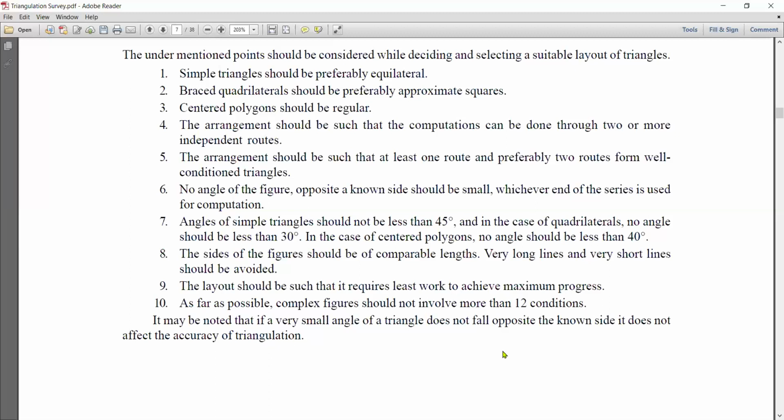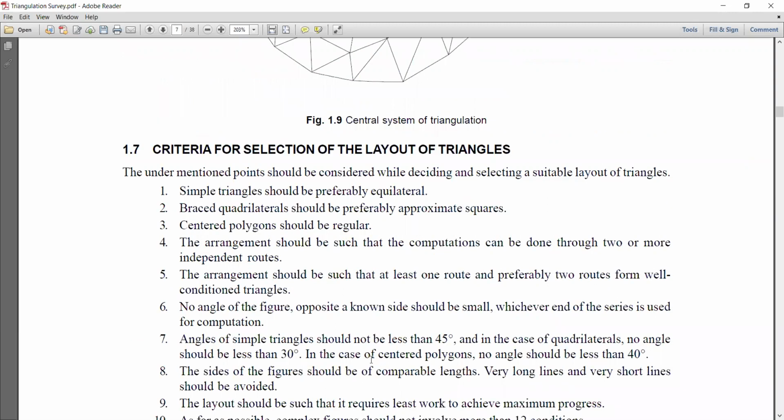Also, the layout should be such that it requires the least work to achieve maximum progress. And also, a complex figure should not involve more than 12 conditions. As far as possible you have to avoid complex figures, and if a complex figure is unavoidable, it should not involve more than 12 conditions. If it is less than 12 conditions, you can give the solution and resolve it. But if it is more than 12 conditions, you cannot do it. These are all the criteria for selection of the layout of triangles.